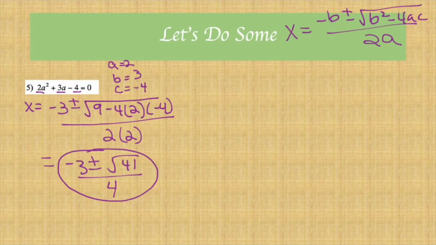X equals two things: negative 3 plus square root of 41 over 4, and negative 3 minus square root of 41 over 4. And so we've got two answers here. It is a little clunky, but it's faster. We don't have to do as much. We're done.